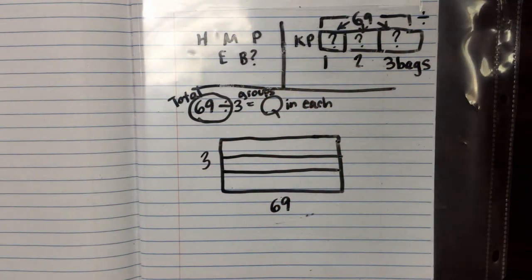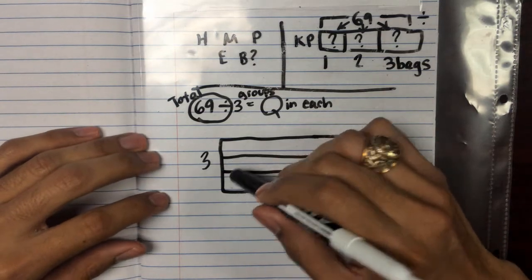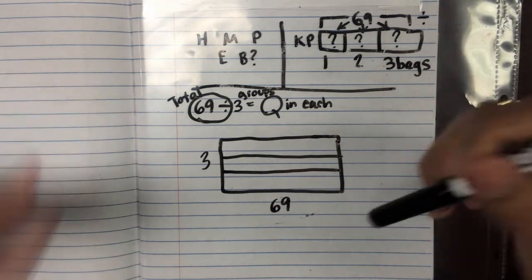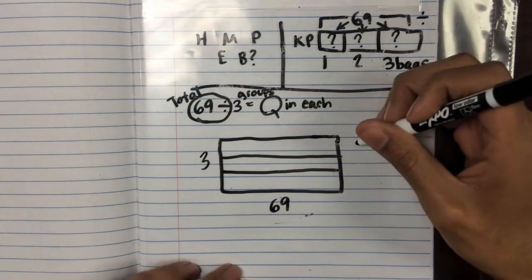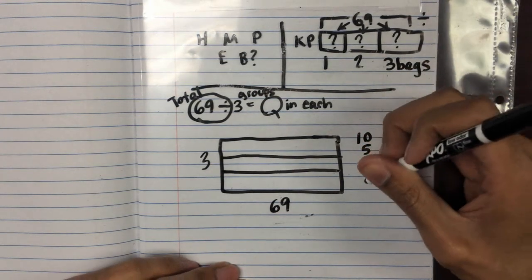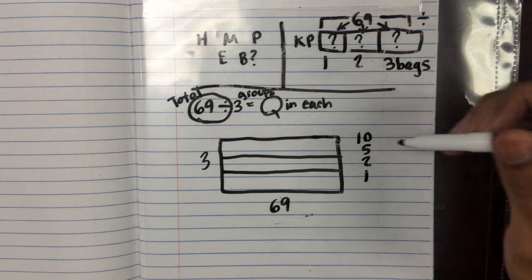Now that we've drawn our 3 groups, are we going to share 1 by 1 by 1 by 1 by 1? No, we're going to share by bigger numbers. Let's think of those numbers from first grade and kindergarten. There are 10, 5, 2, and 1. So let's see if I can share by 10 first.